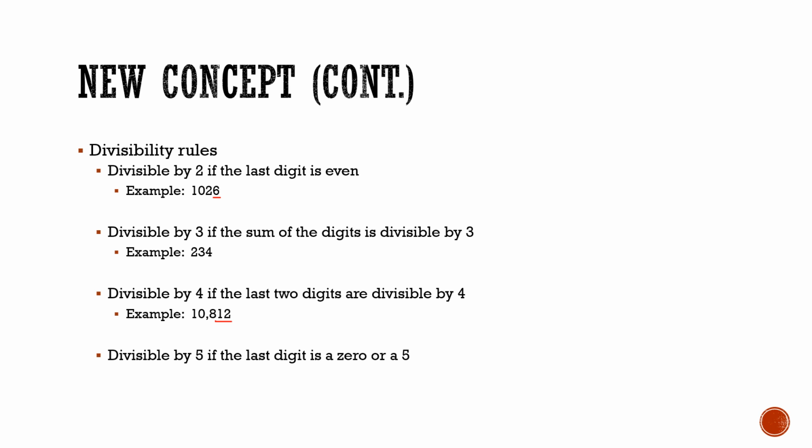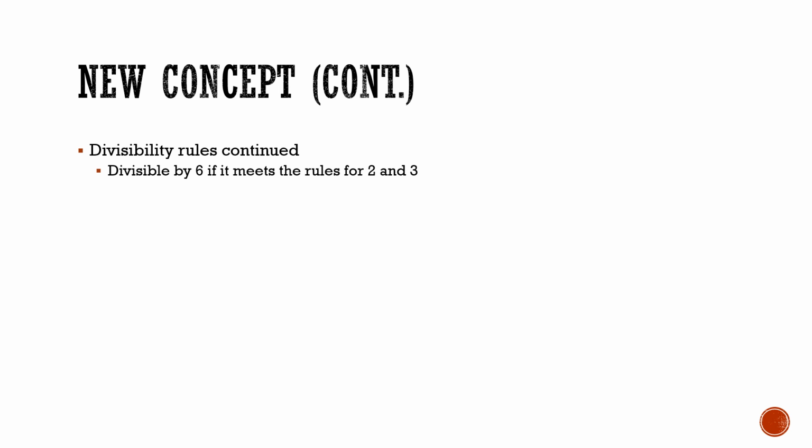A number is divisible by 5 if the last digit is a 0 or a 5. So 123,465, my last digit is 5, so I can divide that one by 5 also. 6 is an easy one because if your number meets the rules for 2 and 3, then it also works for 6. So 624, last digit is even, so it works for 2. If you add those digits up, it would be 12. 12 can be divided by 3, so this whole number is divisible by 2, 3, and therefore 6.